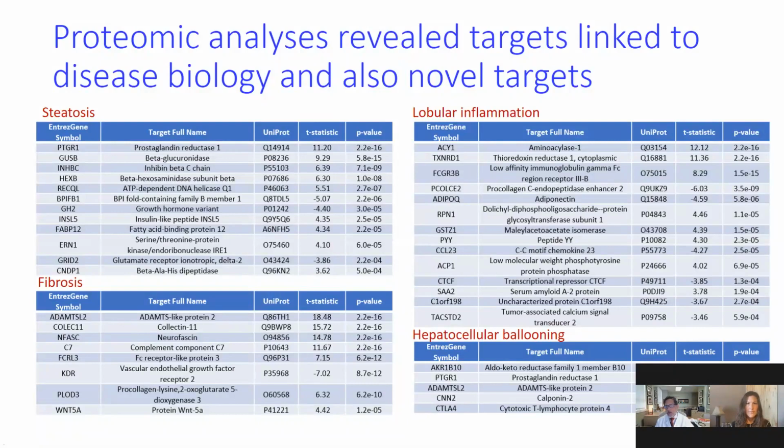We do see procollagen endopeptidase enhancer in the lobular inflammation piece. And the Adams-like protein 2 is one of the few that are common between ballooning and fibrosis. So I think that's another one that is worthy of keeping an eye on, because this may be another biomarker that links the activity to the fibrosis readout.